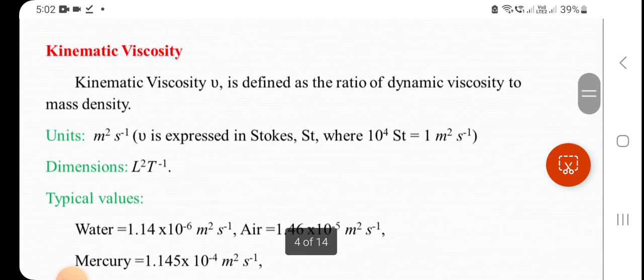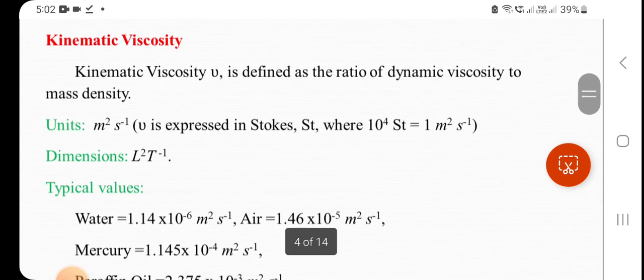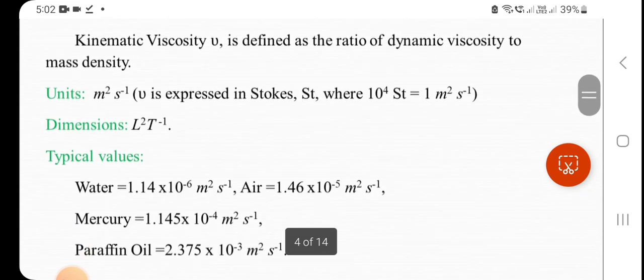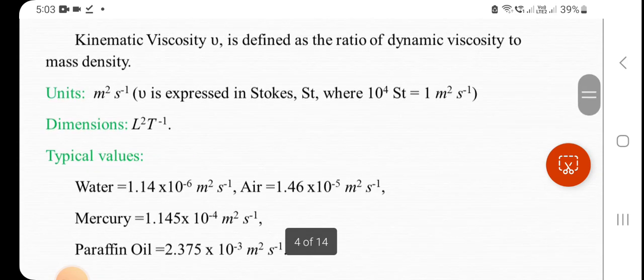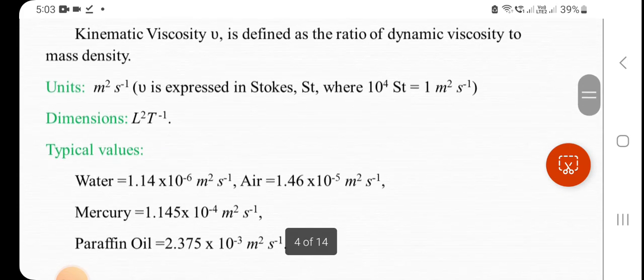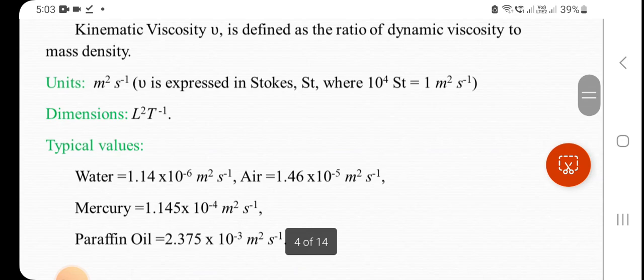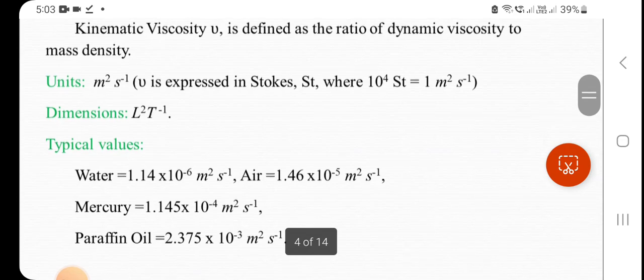Kinematic viscosity, nu. It is defined as the ratio of dynamic viscosity to mass density. Units are meter square per second, and it is expressed in stokes. So 1 meter square per second is equal to 10 power 4 stokes. Typical value for water is 1.14 into 10 power minus 6. For mercury, it is 1.145 into 10 power minus 4. Paraffin oil, 2.375 into 10 power minus 3.